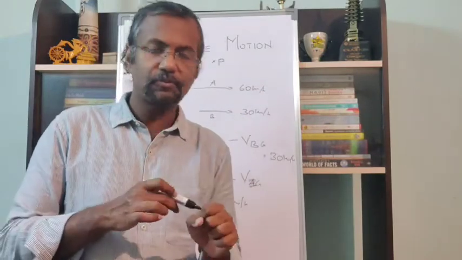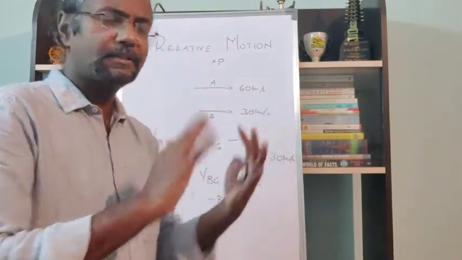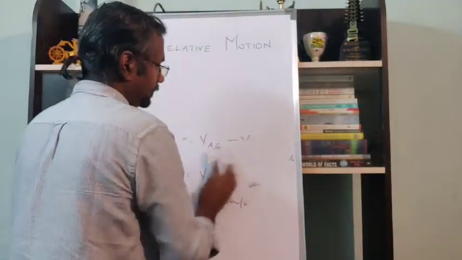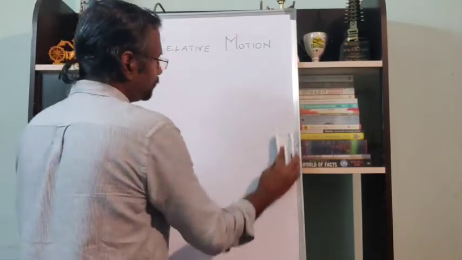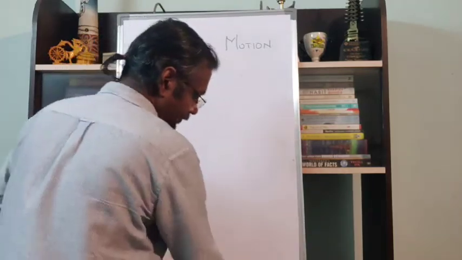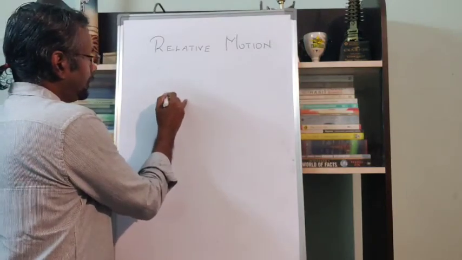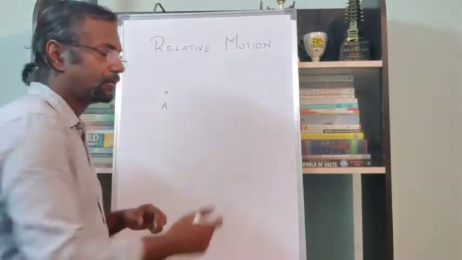I hope this is clear because this is a very fundamental concept before we move into the next slightly more advanced concept. Or rather, let me say, I'm just putting it in perspective. So we have a person at point A, he's stationary.